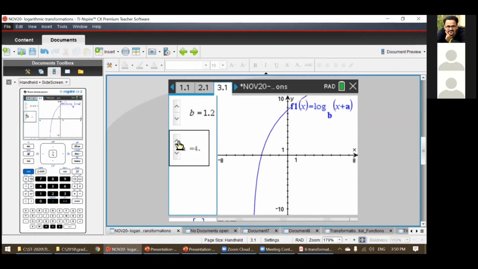Let me bring this aside. And now you can see when I make B less, what happens? And when I make B more, what happens? It almost feels like a bending movement, right? If you were to touch your toes, it almost feels like a bending movement if you try to simulate this yourself. So this was the TNS file for logarithmic functions.